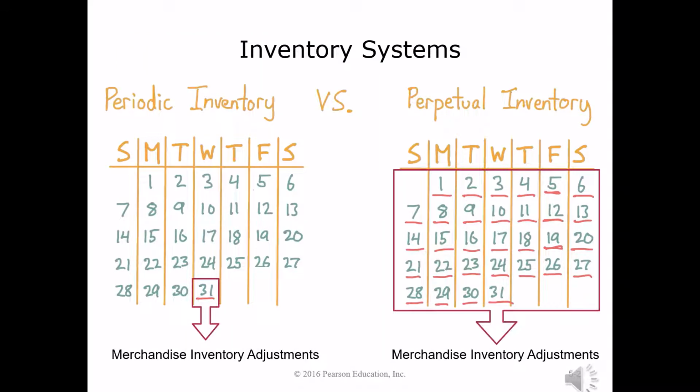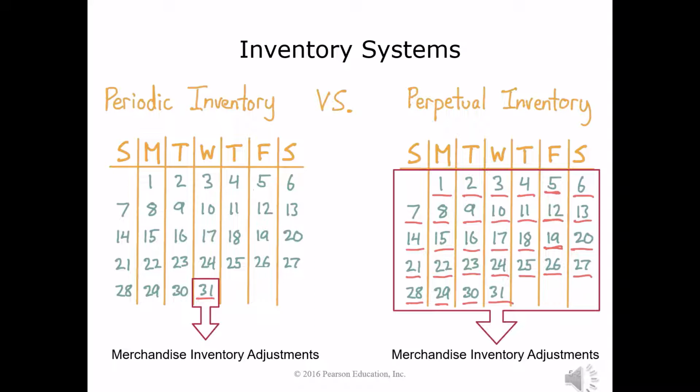There are two systems to keep track of inventory. The perpetual system is what we've been working on throughout this chapter. It keeps a running total in an account called merchandise inventory. Every time we purchase or every time we sell, we adjust our merchandise inventory account. Perpetual inventory systems are used by most companies today, but sometimes they are too expensive for smaller businesses.